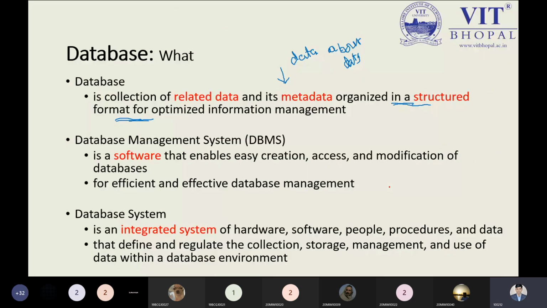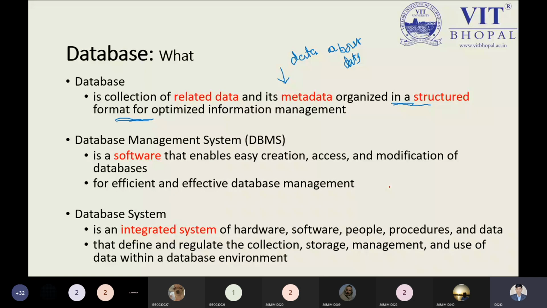So database is what? Collection of related data and its metadata. So related data we are using, see, student data related to faculty. While you are going to purchase any product in the market, you will say, I need to purchase something. So how can we relate the student database to the customer database? Is there a sense? No sense.